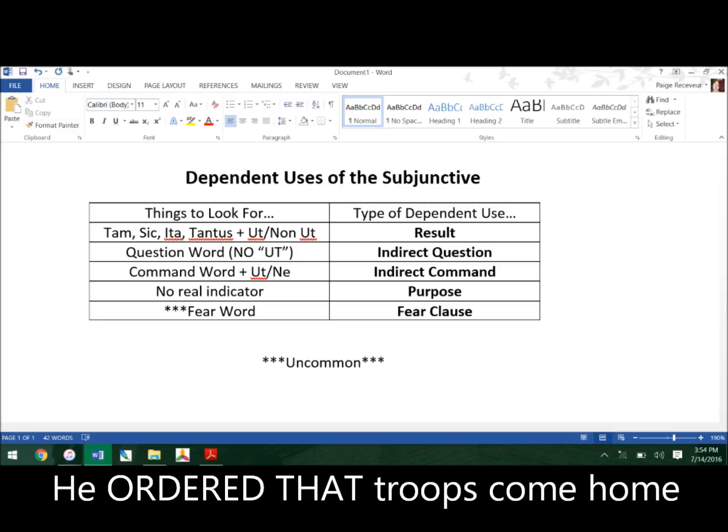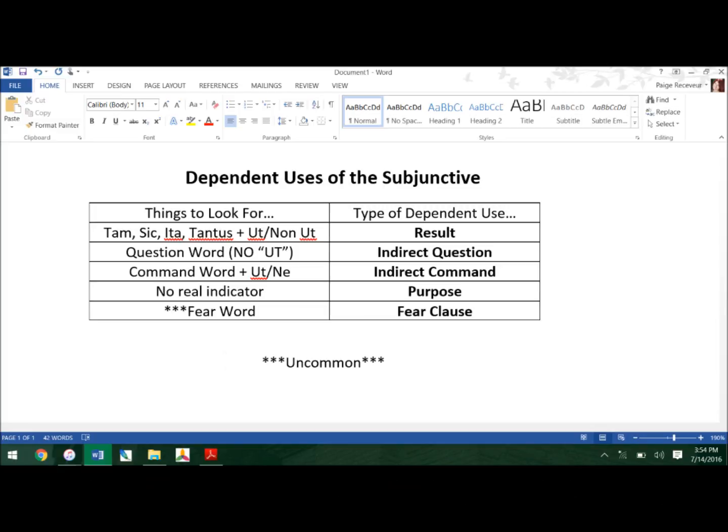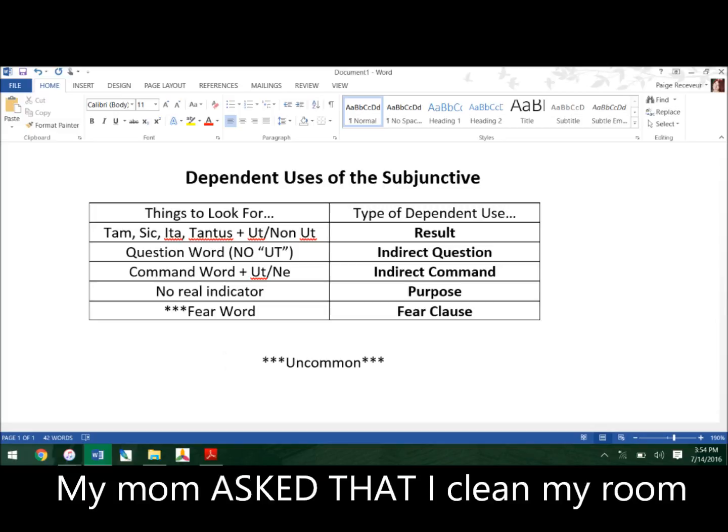Another important thing to note is that it doesn't necessarily have to be just "I ordered." It could, in fact, be "I asked." Now, why does that make sense? My mom asked me to clean my room. Well, when your mom asks you to do something, it's not really her asking as much as her telling you that you need to do it. So when my mom asked that I clean my room, that would actually not be an indirect question. It would be an indirect command.